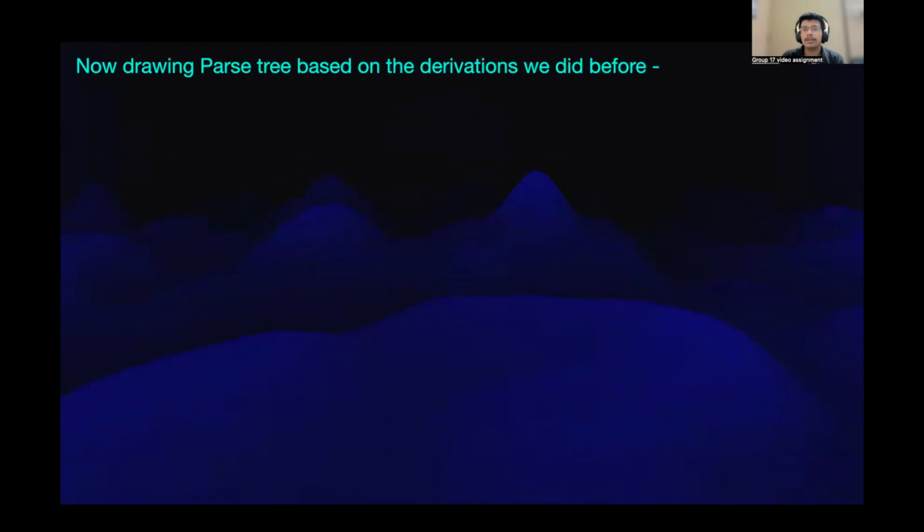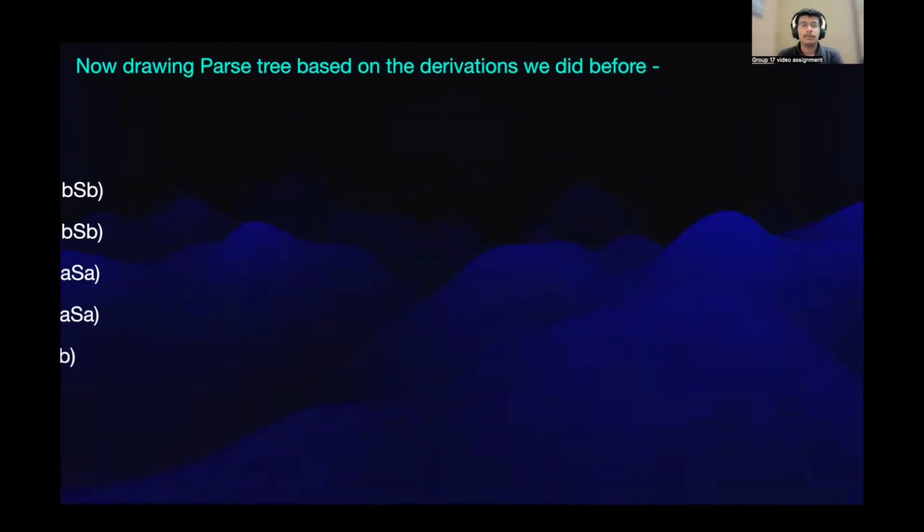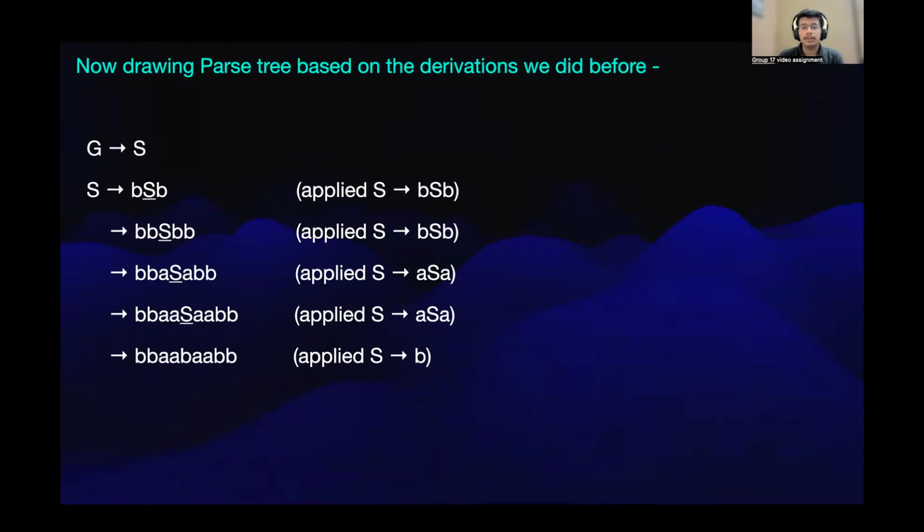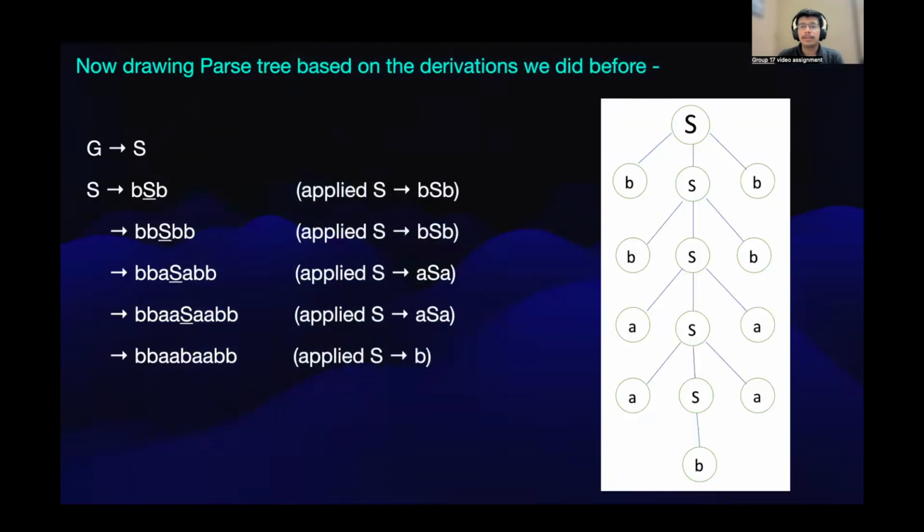Now let us draw a parse tree based on the derivation we did before. We have shown the derivations again, and based on it, the parse tree can be drawn starting from S. It is converted into BSB, then again S converts to BSB, then S converts to ASA, then again S converts to ASA, and finally S converts to B. And hence we have generated our string BBAABAABB. For reading the string, you just read the terminals of each branch.